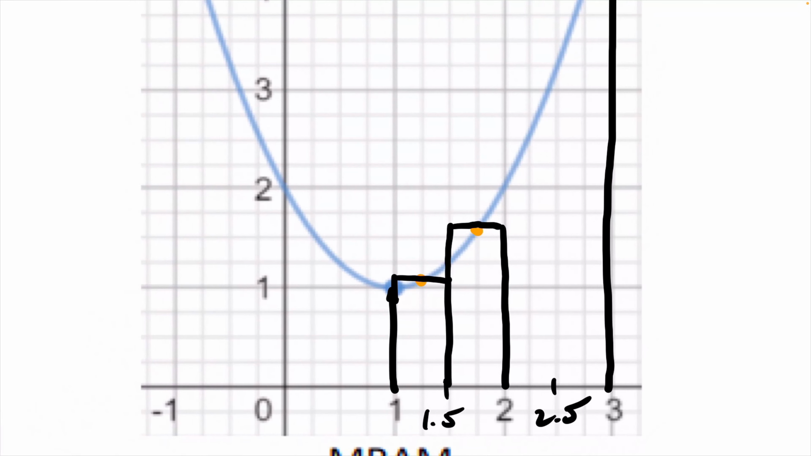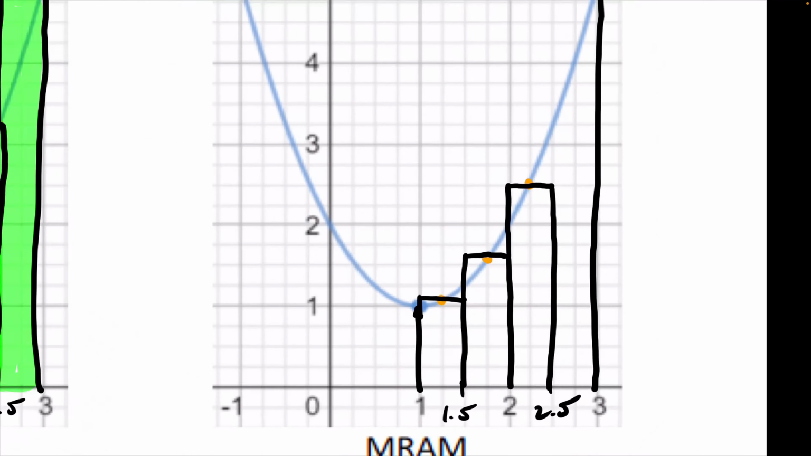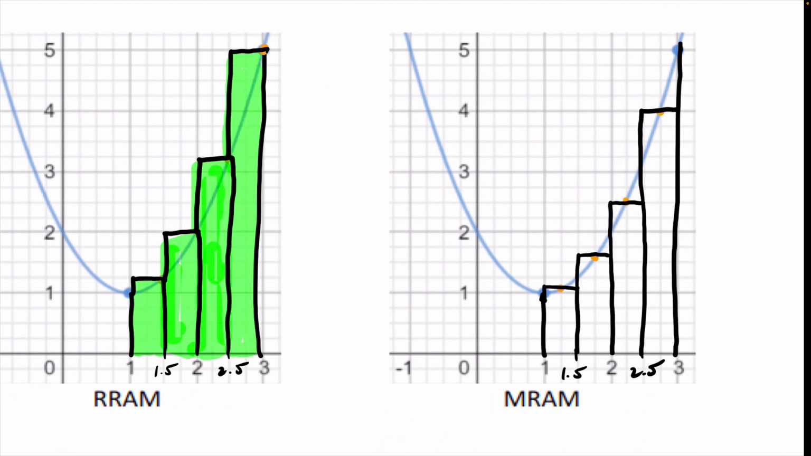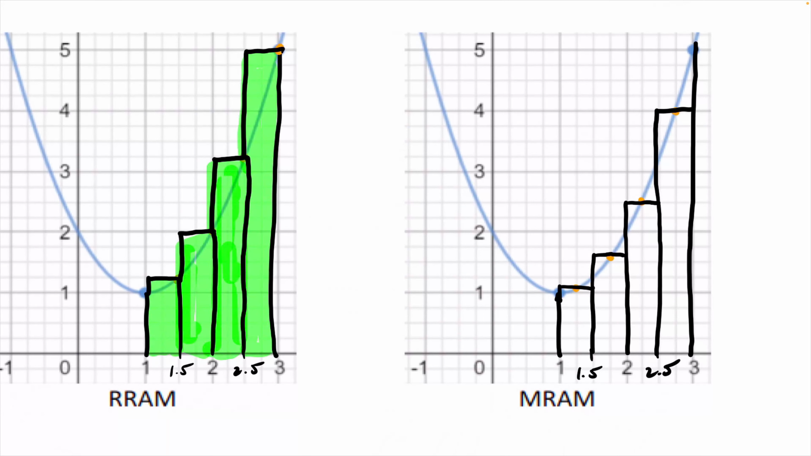The next midpoint is between 2 and 2.5. 2.25. Where is that at? That is right there. And then the last one between 2.5 and 3 is 2.75. That's right there. That'll determine the height of your last rectangle. Okay, so the midpoints, top middle, touch the blue.